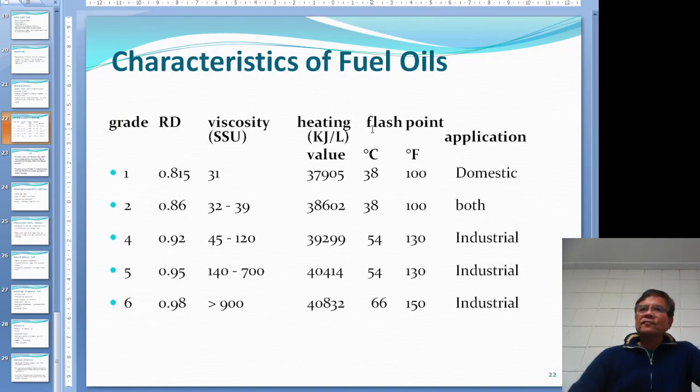Now the flash point: the lighter the oil, the lower the flash point. Okay, now the application for number 1, furnace oil, is domestic use, and grade number 2, the diesel, could be industrial or domestic use. And when you go to 4, 5, 6, you need too many different types of equipment to burn. At home, you probably don't need to invest so much in equipment to burn the oil, so nobody uses the 5 and 6.